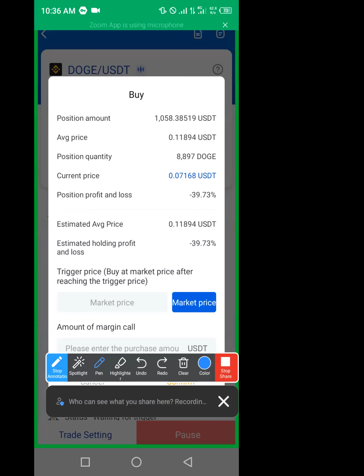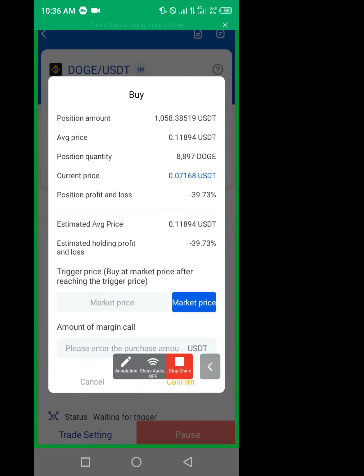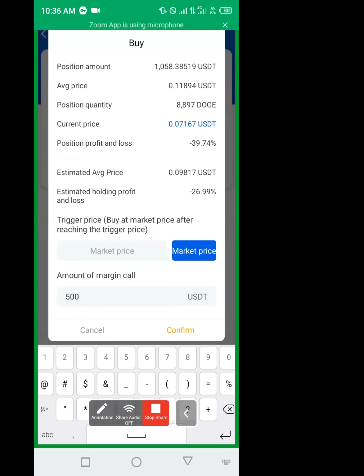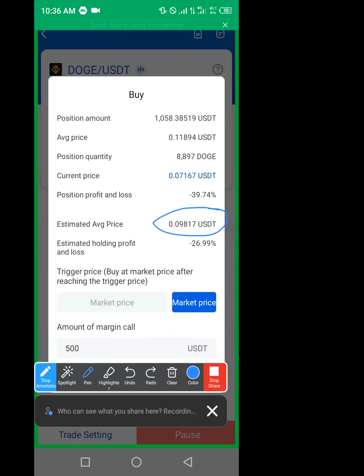This is the price that you are going to buy at. And then you will also tell it that you want to put in $500. Maybe I want to add in $500. Then it will even show you that the position profit is going to reduce from 39 to 26. Estimated holding profit and loss will move from 39 to 26. Why? You are going to buy at a relatively lower price compared to the price that you bought at before.